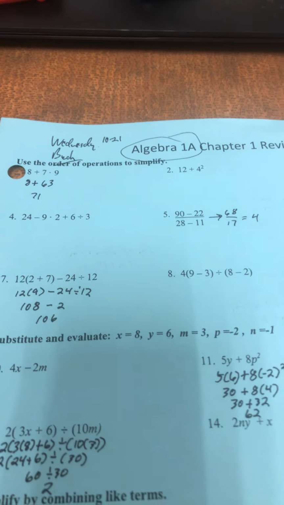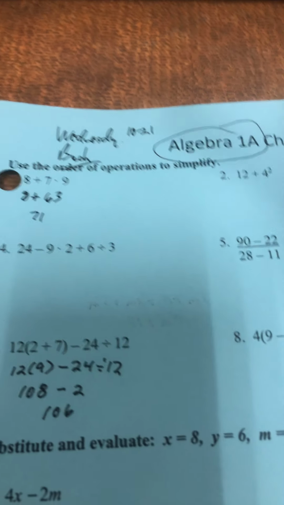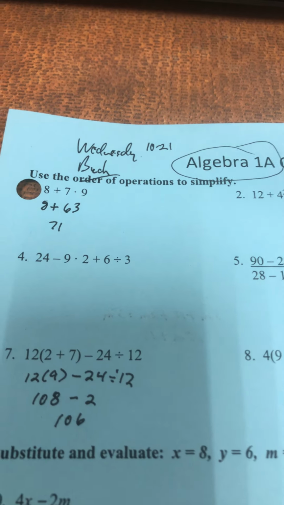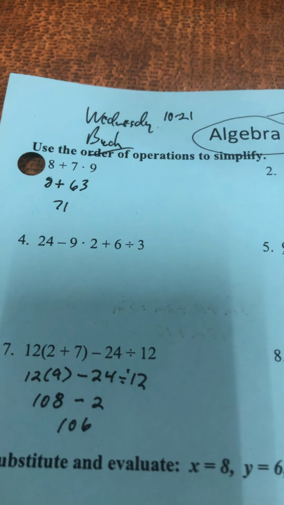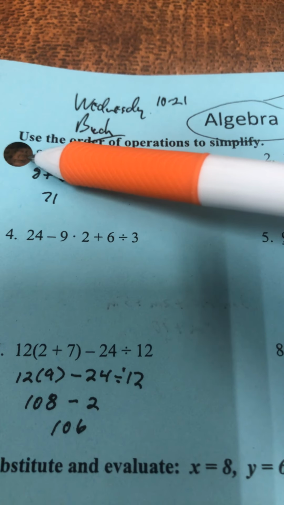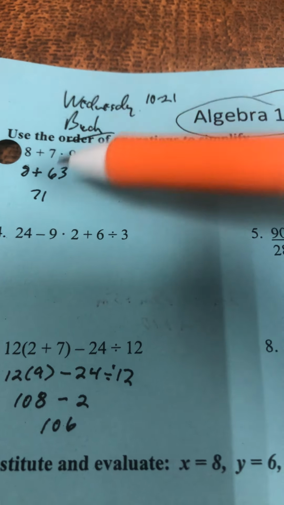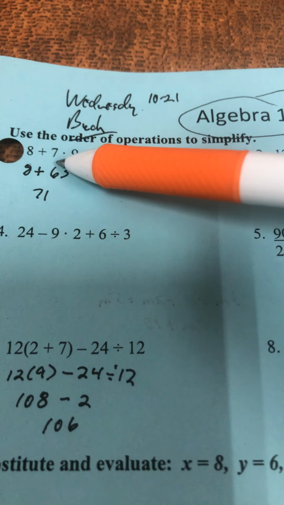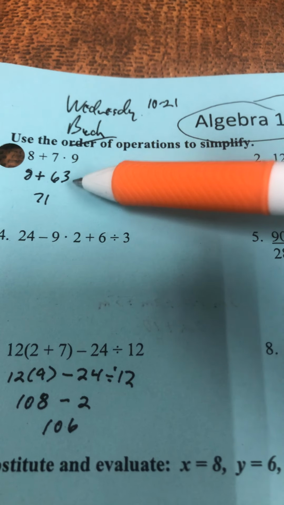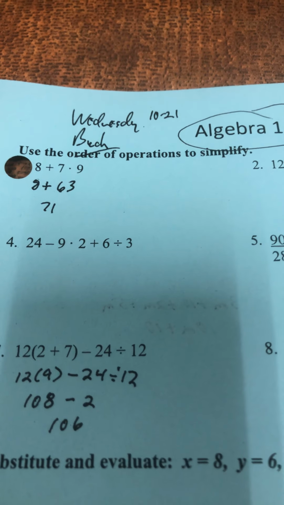So I don't know if this is already posted or not, but you will be able to use this video to help you through all of the odd numbers. It says use the order of operations to simplify. Number 1 was taken out, but this is number 1, and I believe it's just 8 there. So we have 8 plus the order of operations. I do the 7 times the 9 first, which is 63. So 8 plus 63 gives me 71.